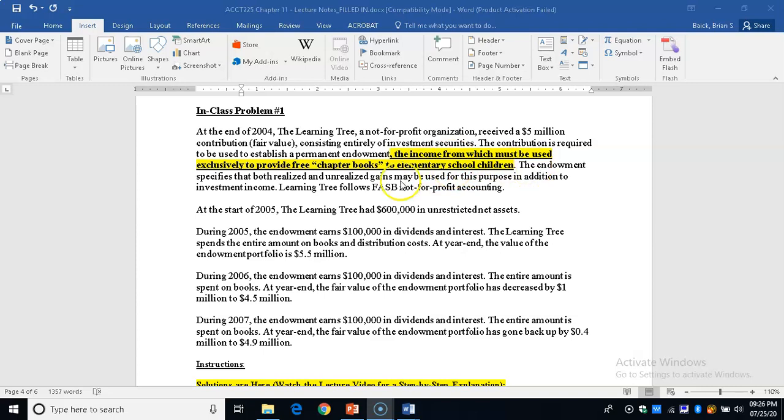It says the endowment specifies that both realized and unrealized gains may be used for this purpose, in addition to investment income. The Learning Tree follows FASB not-for-profit accounting. Okay, so let's take a look here. What happened in 2005? It said in 2005, the Learning Tree had $600,000 in unrestricted net assets.